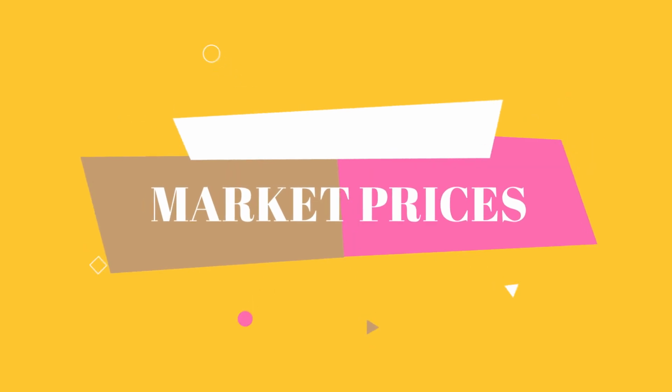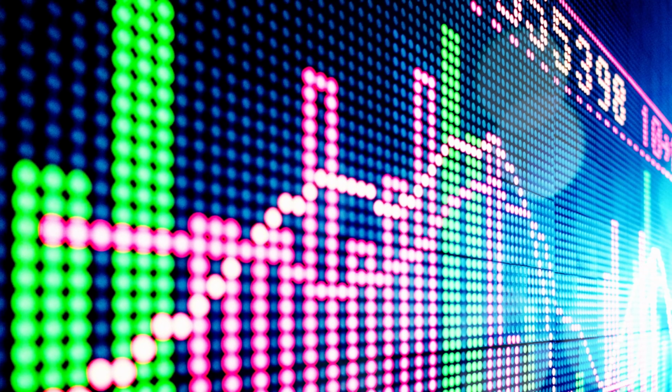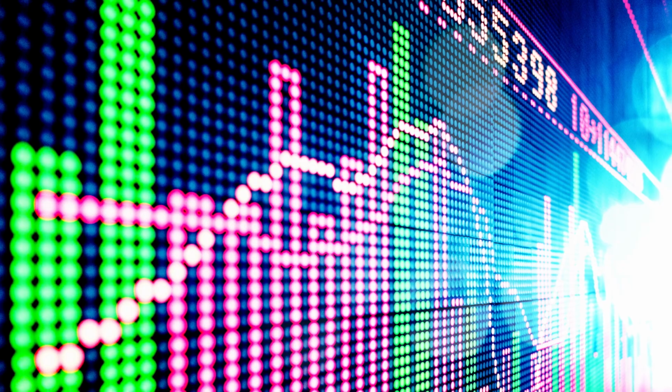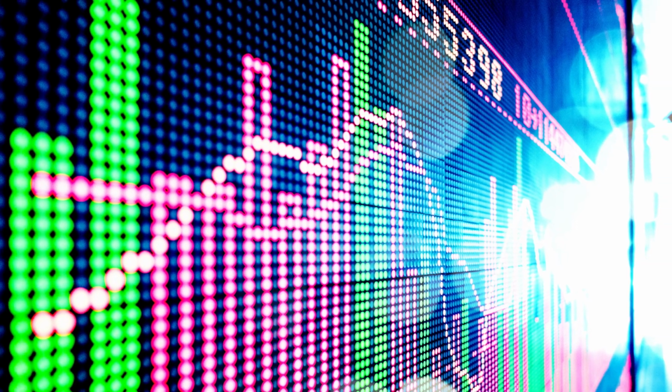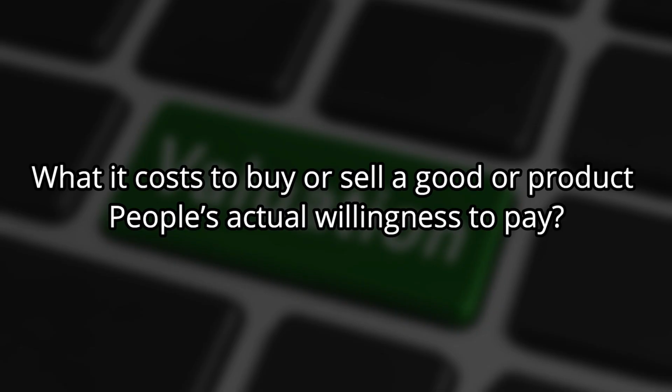Now, we move to another approach that is all about market prices. We discussed earlier that market pricing is used as a valuation approach for mostly tangible benefits, provisioning benefits, for something that we have a market for. For example, for timber, fuel wood, NTFPs, fungi, then your lichens, something that can get a market. So, basically what approach is used, what cost is to buy or sell a good or product.